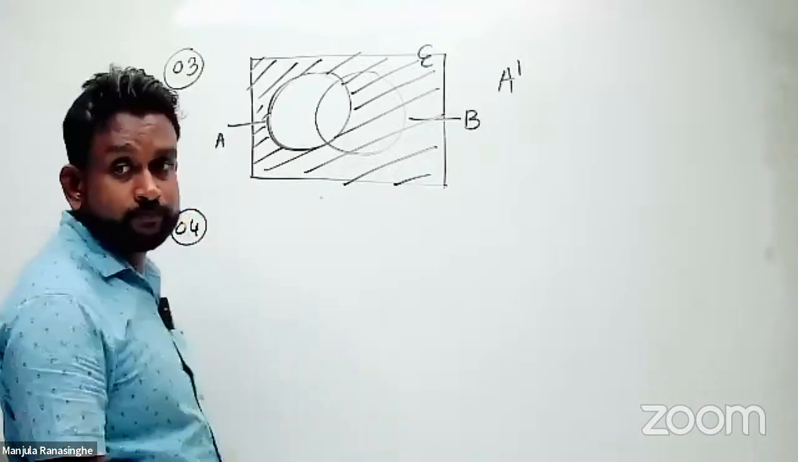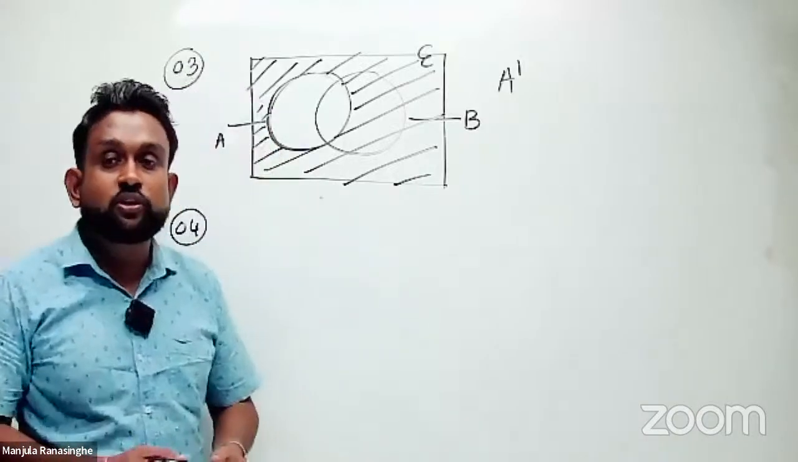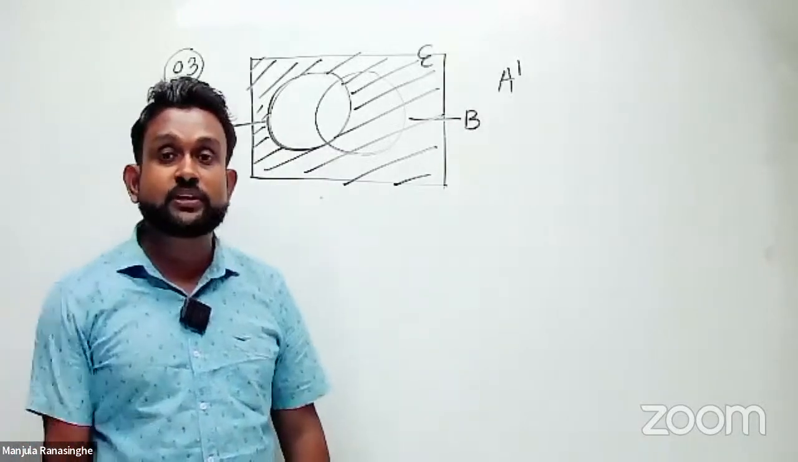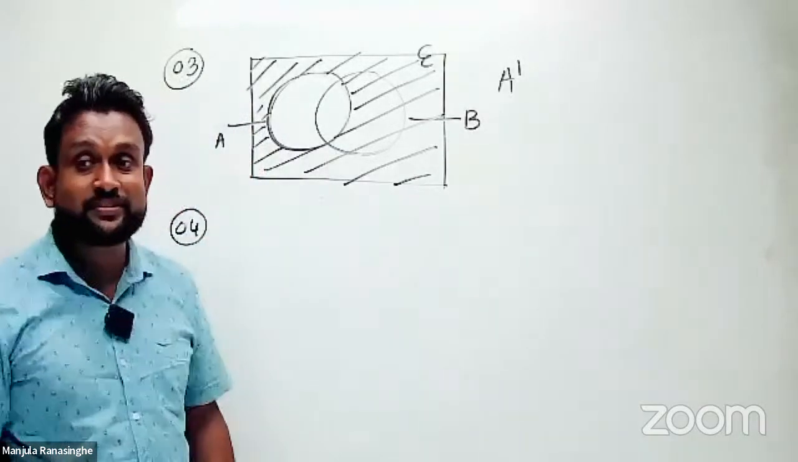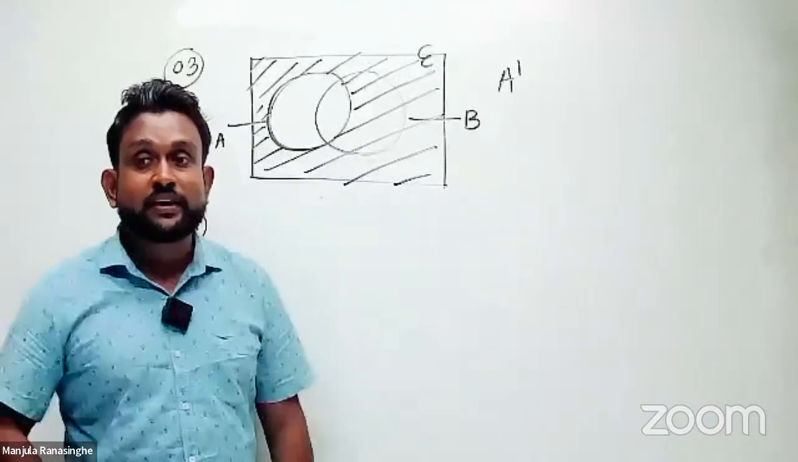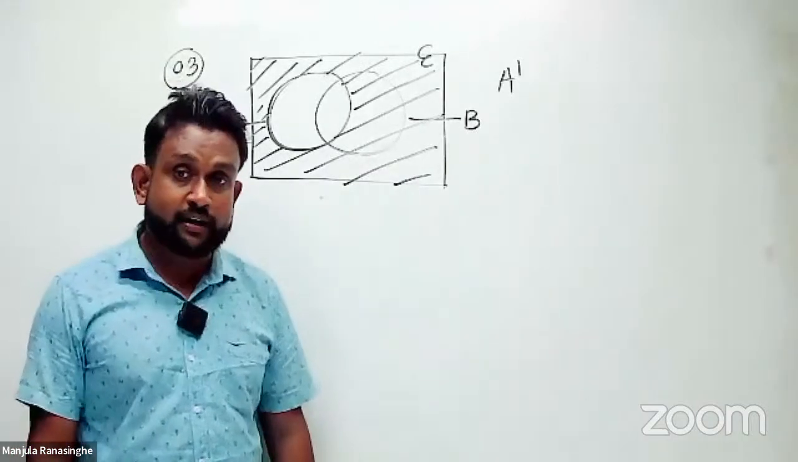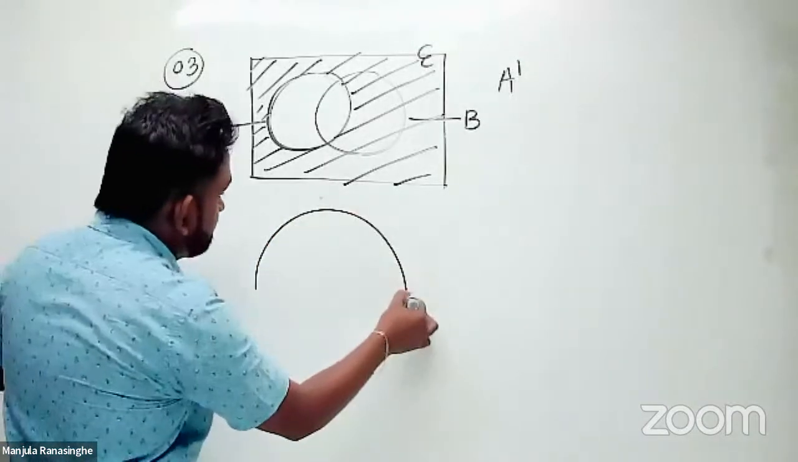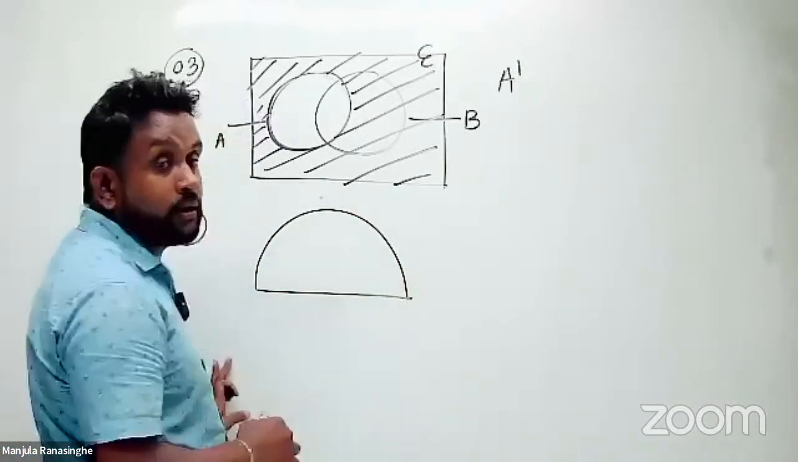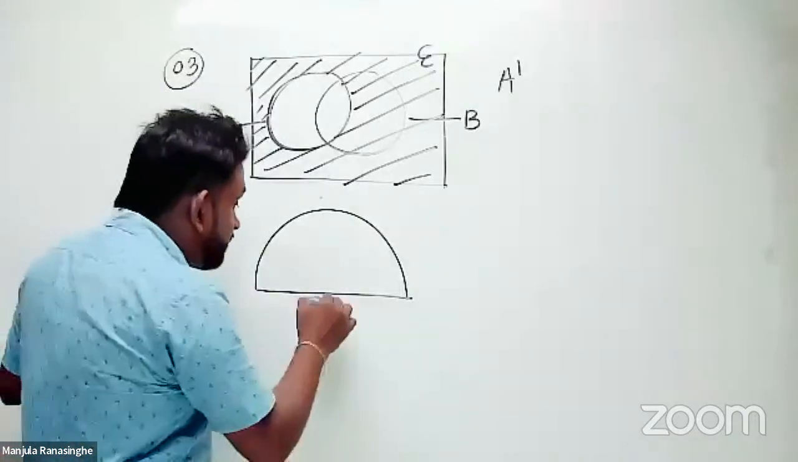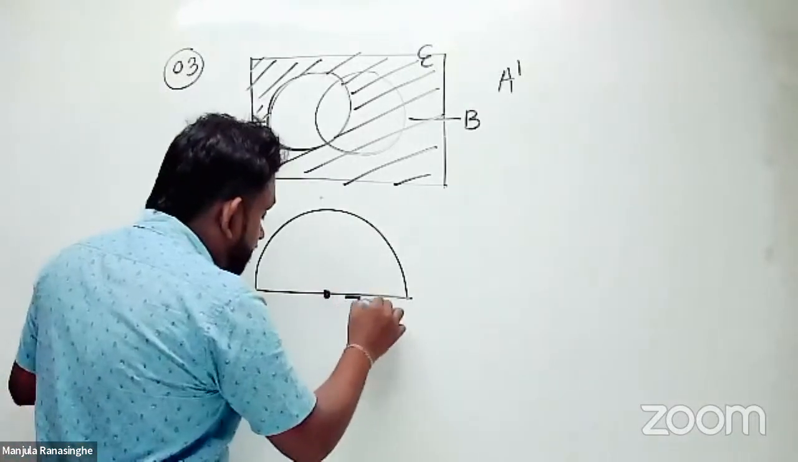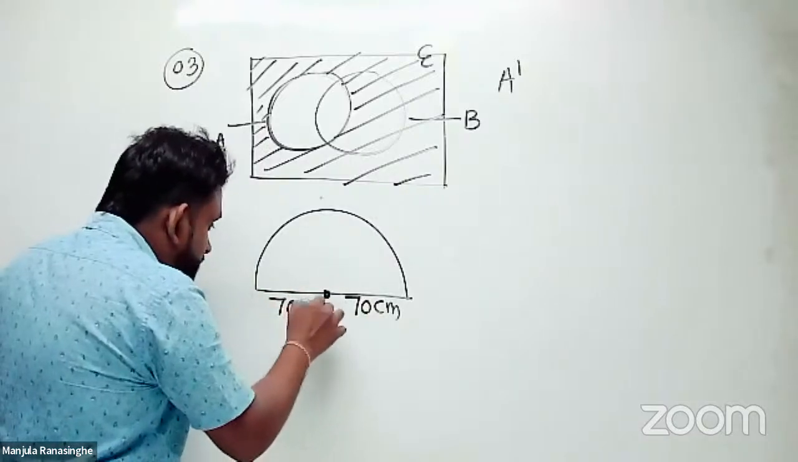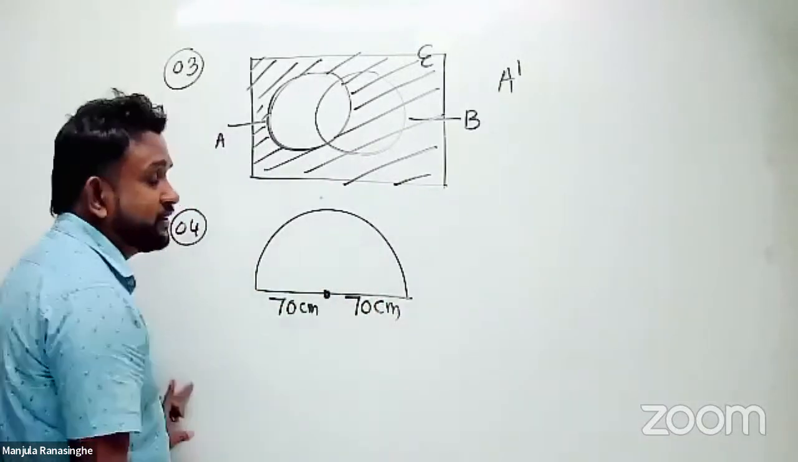Okay, next one. The perimeter of a semicircular lamina of radius 7 centimeter is this much. Find the length of the arc. This is the semicircular lamina, of radius 70 centimeter. Radius 70, then the diameter is 70 into 2. This part also 70, this part also 70.